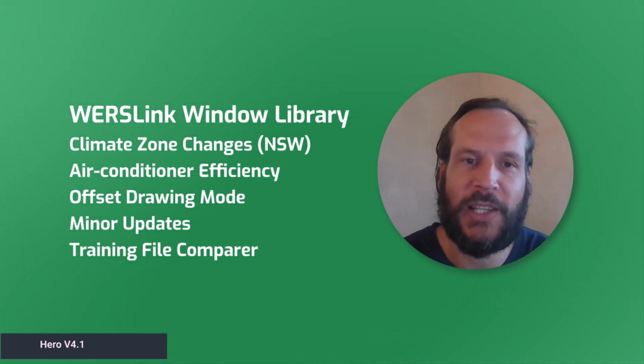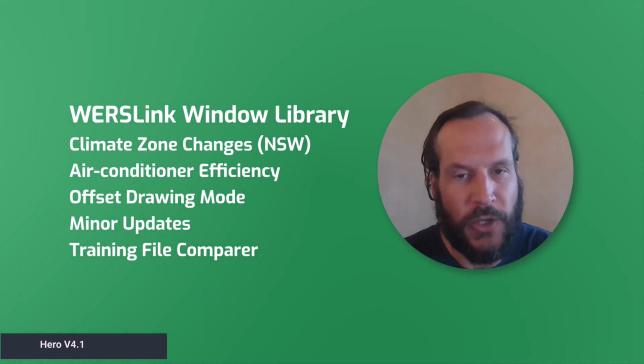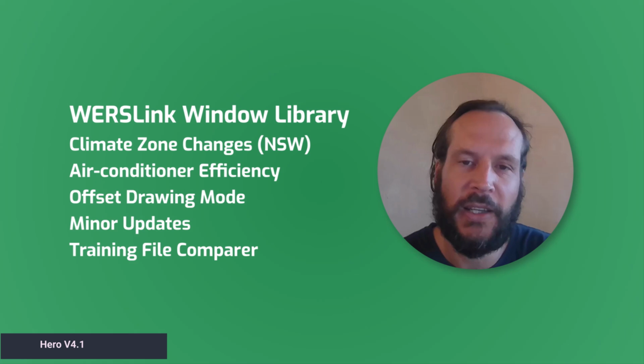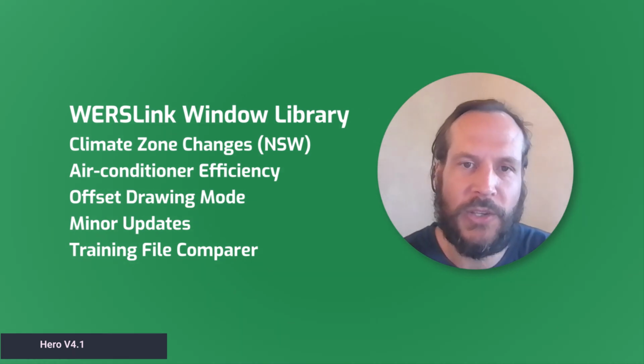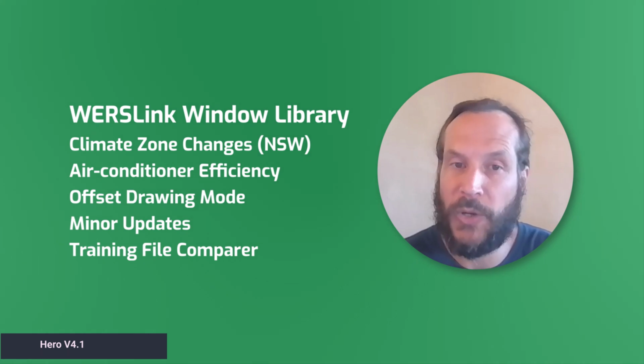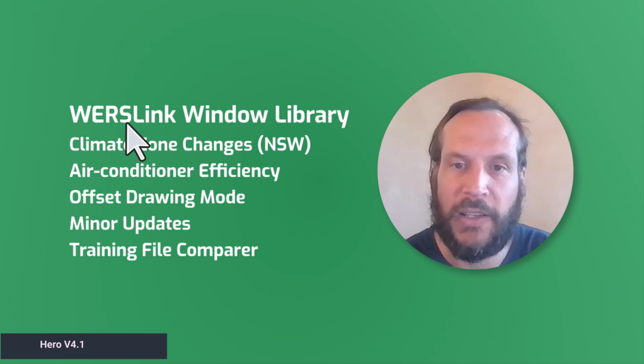The main updates in this release are the introduction of the new WERSLink Window Library that will replace the old custom window library, some NatHERS Climate Zone postcode changes, some minor changes to air conditioning in Holla Home, a new offset drawing mode option, a Hero 101 training file comparer, and several other minor changes.